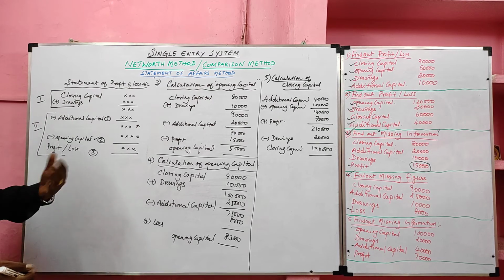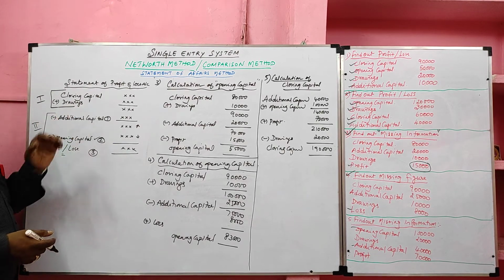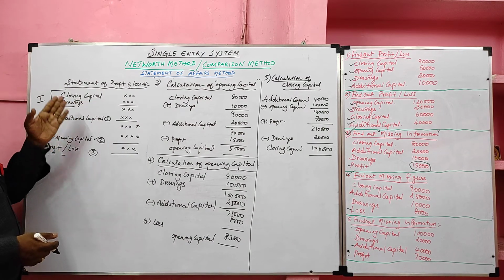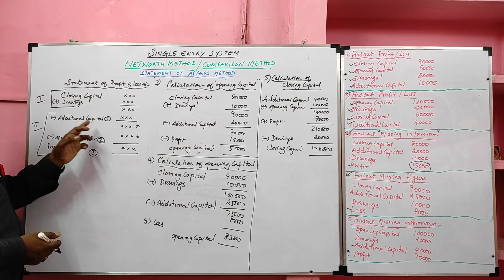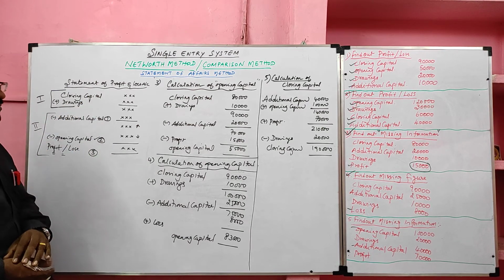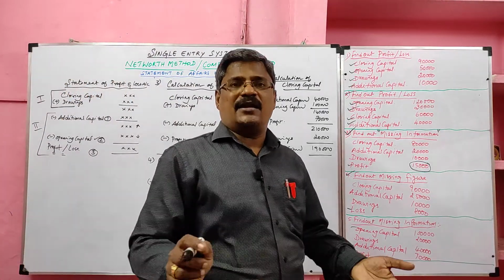Sometimes drawings are not given, so drawings also lie in the first part. What can we do? The item missing in the first part, so we can start with the second part items. So additional capital plus opening capital plus profit minus closing capital, we will get drawing. Students, we solved a small problem relating to the net worth method.